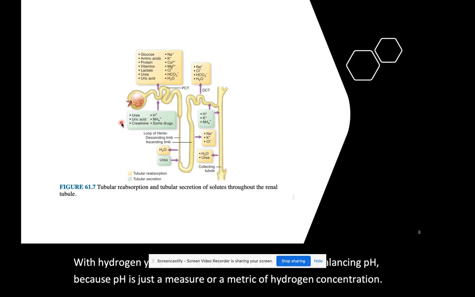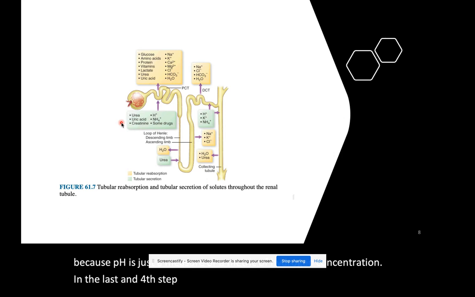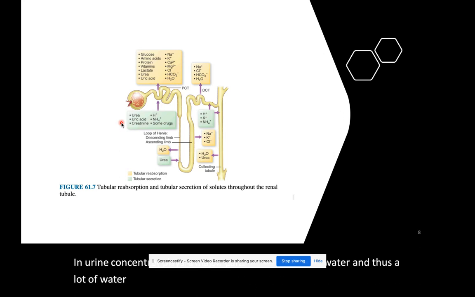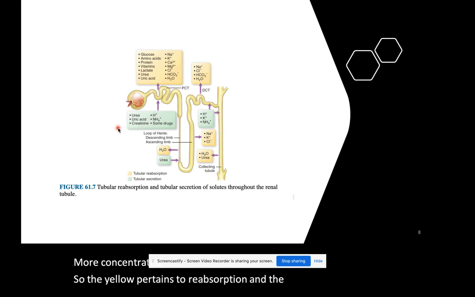And the last and fourth step in urine formation is concentration. The loop of Henle plays a major part in urine concentration because it is most permeable to water, and thus a lot of water is reabsorbed into the body in the loop of Henle, which leaves the urine more concentrated. So the yellow pertains to reabsorption and the green pertains to secretion.